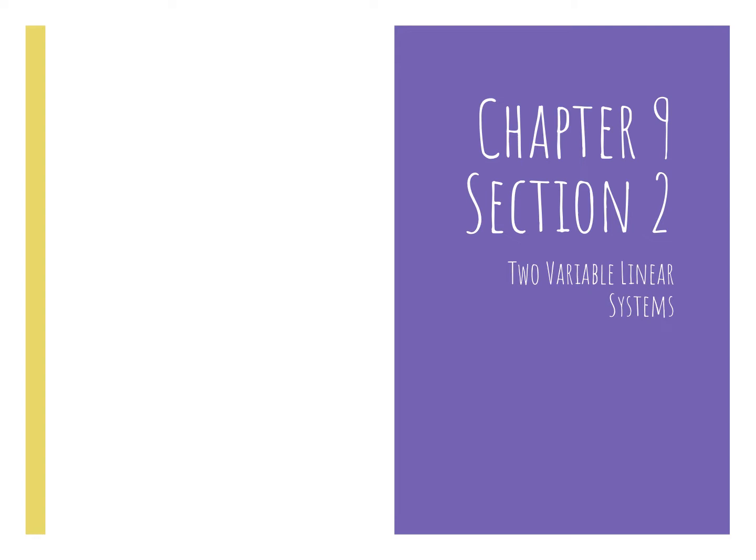On the quiz next week, I don't care what method you use. I'm not going to say specifically use substitution, use elimination, use graphing. It'll be up to you how you'll find the ordered pair where the two lines intersect.